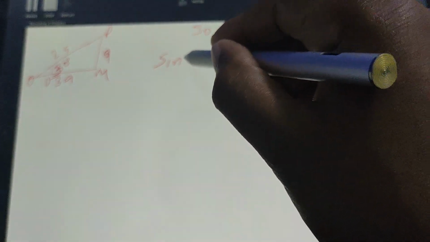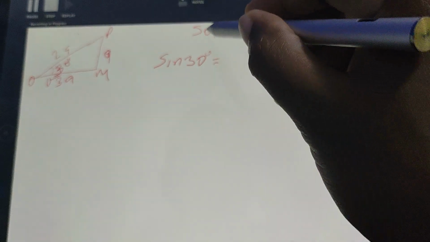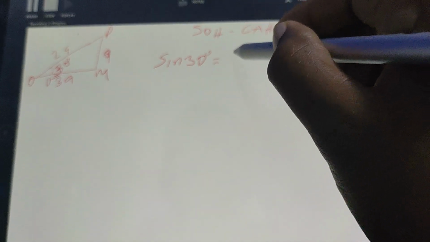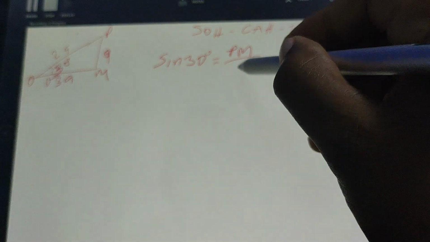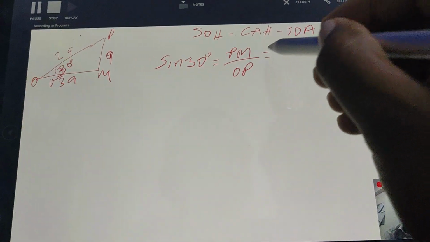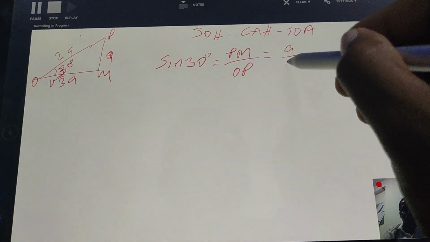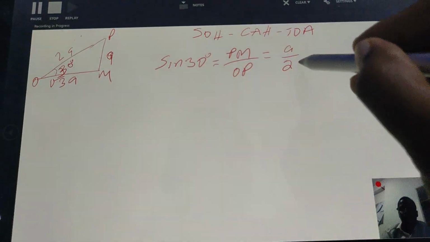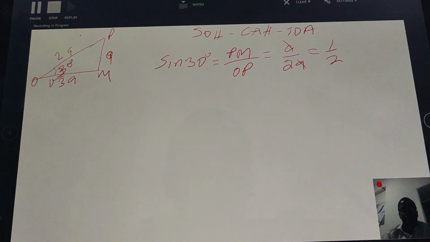Let's take sine now. We know all the sides. So sine 30 degrees will be equal to opposite over hypotenuse. In this case, our opposite is PM over hypotenuse is OP, which is equal to, what is our PM? We say PM is A. OP is 2A. A and A will go, you remain with half, 1 over 2.